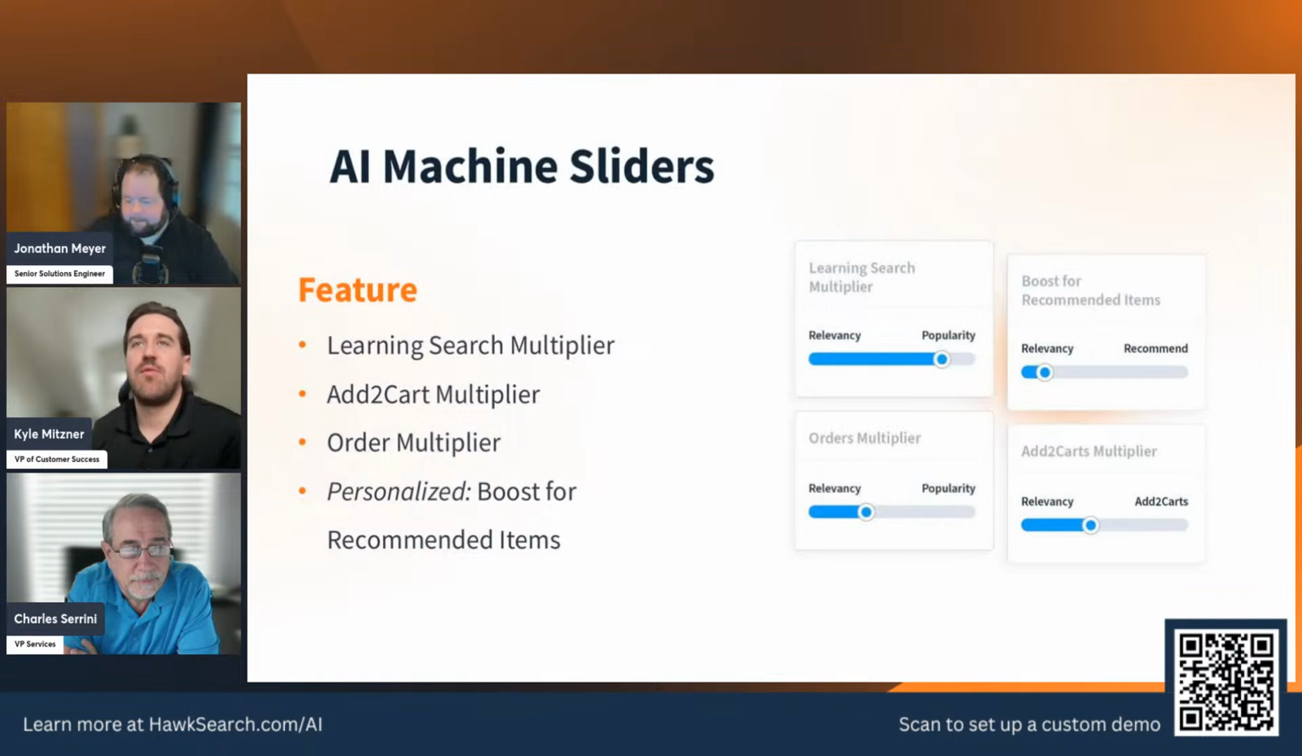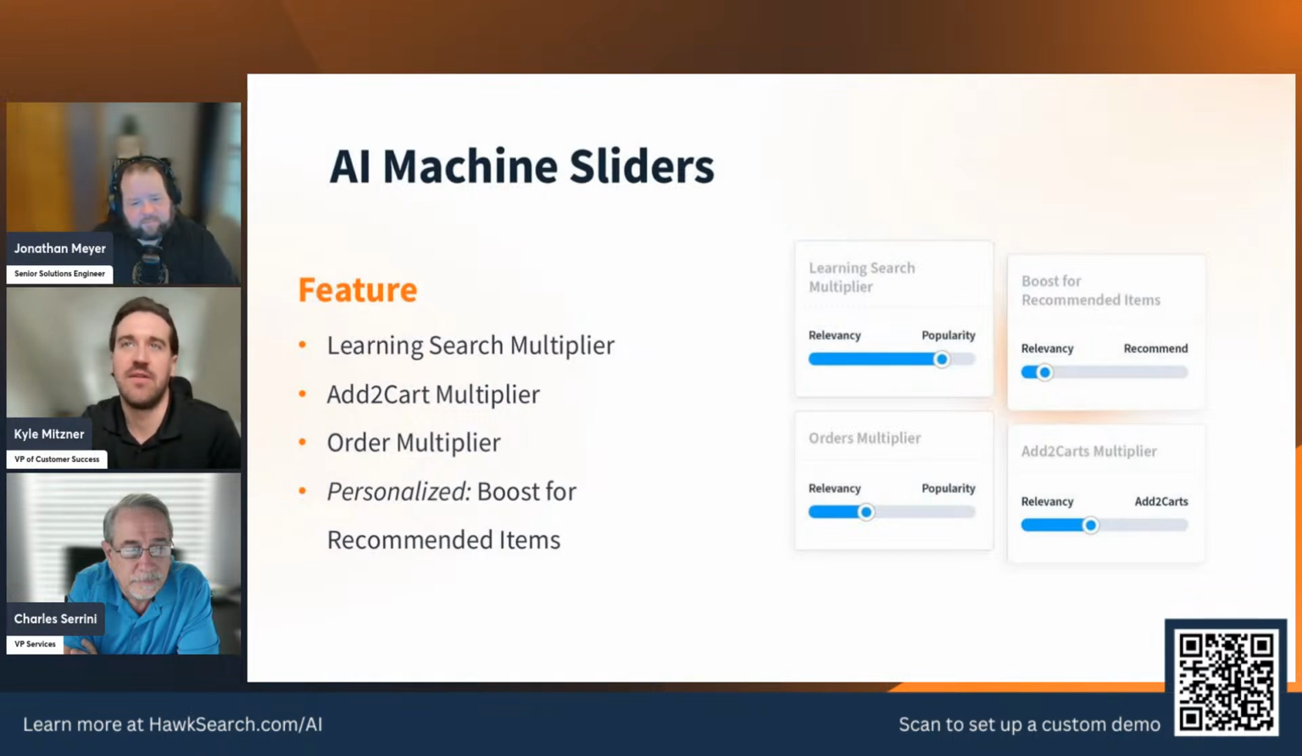Well, the one I'll really call out here is the personalized one. We have the four sliders: the learning search, the orders multiplier, and the add to carts multiplier. Those are all sort of wisdom of the crowd, wisdom of products. Jonathan, I know you always used to, or I'm sure you still do, speak of machine learning and the AI machine learning inside of HawkSearch that way.